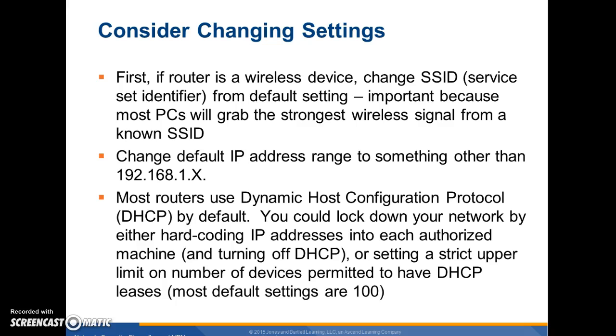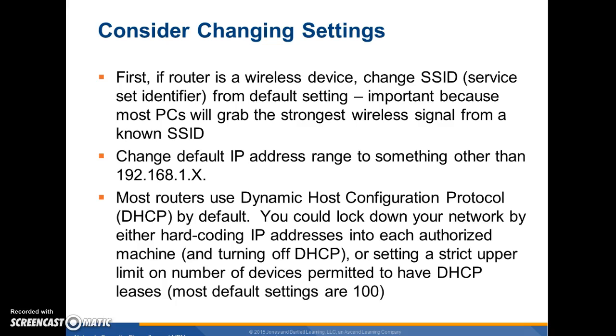You should consider changing your settings. First, if the router is a wireless device, change the SSID from the default setting, and this is important because most PCs will grab the strongest wireless signal from a known SSID. You should change your default IP address range to something other than 192.168.1.x. Most routers use Dynamic Host Configuration Protocol, DHCP, by default.